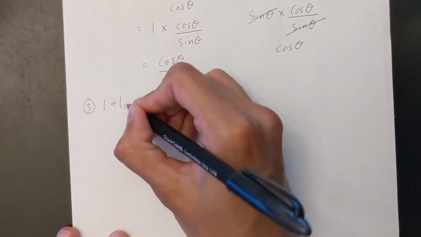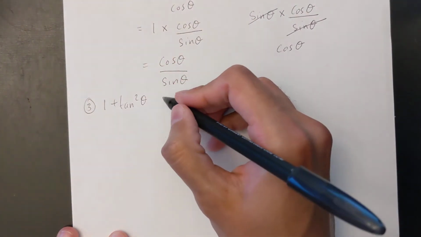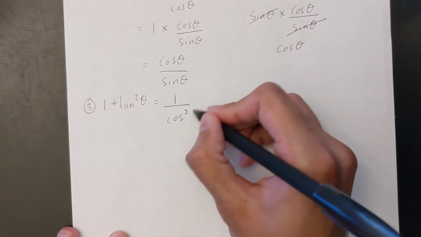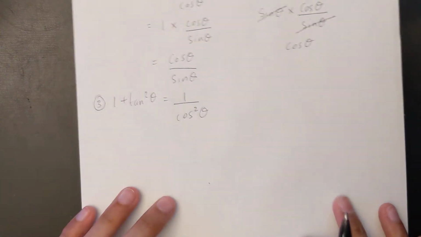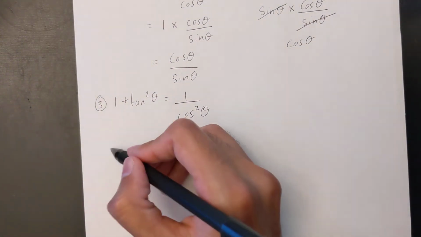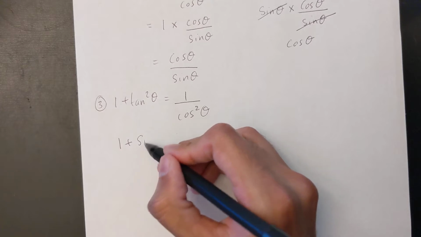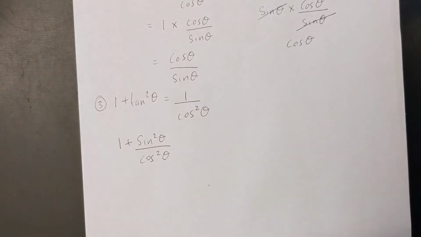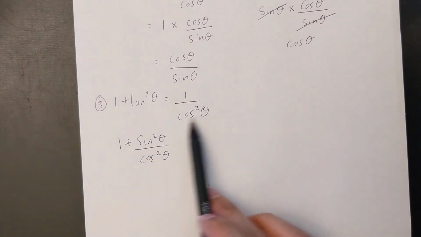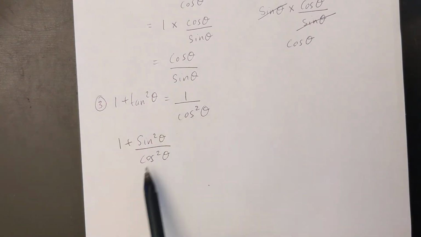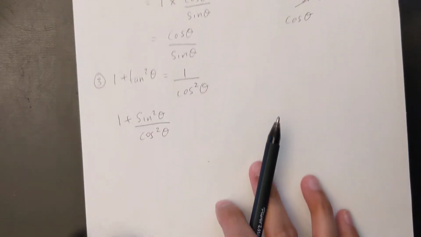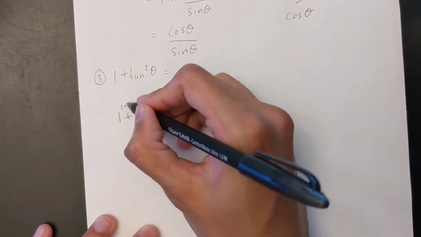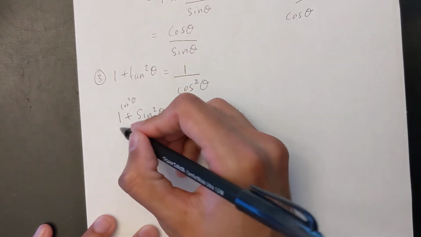One plus tan squared theta equals 1 over cos square theta. So again, I'm going to work with the more complicated side. I'm going to change my tan to sine over cos. And what I notice is I have cos square as the denominator of the other side, so I want to make a common denominator of cos square on this side. So I'm going to multiply the top and bottom here by cos square theta.